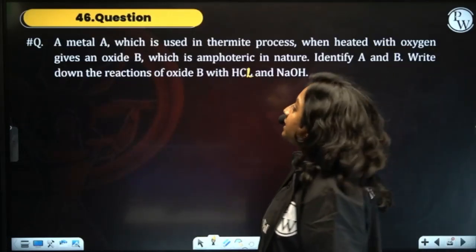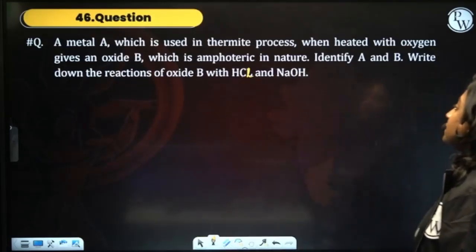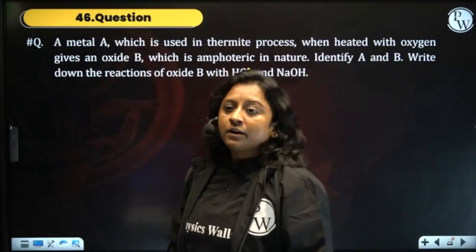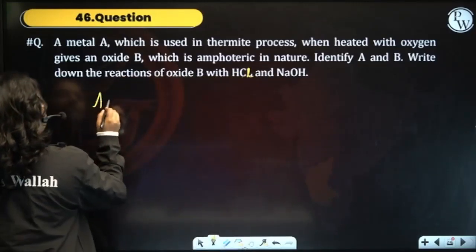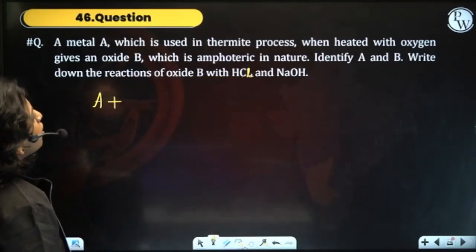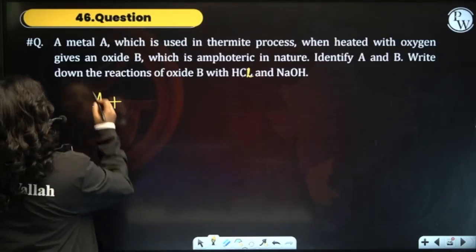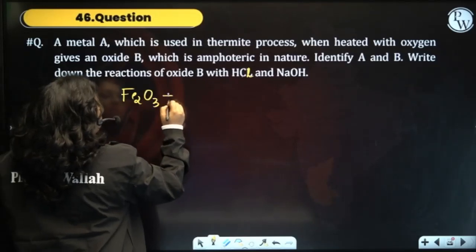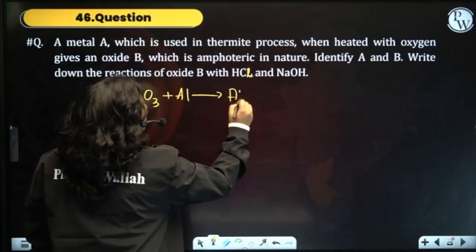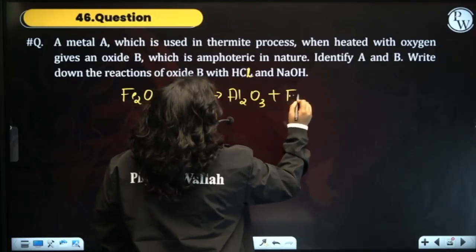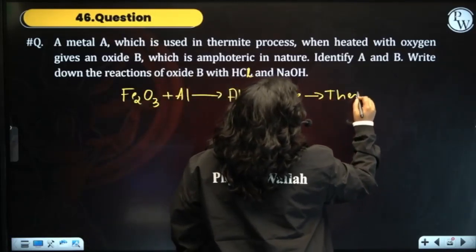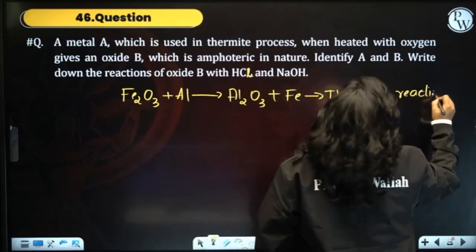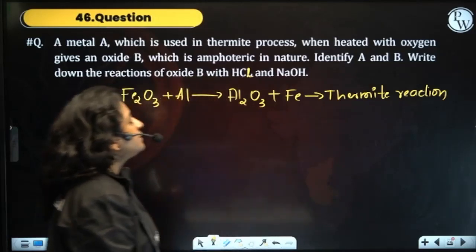46th question. A metal A which is used in the thermite process, when heated with oxygen, gives an oxide B. The thermite process is Fe2O3 reacting with aluminium, giving aluminium oxide plus Fe. This is nothing but the railway track fusing reaction, the thermite reaction.